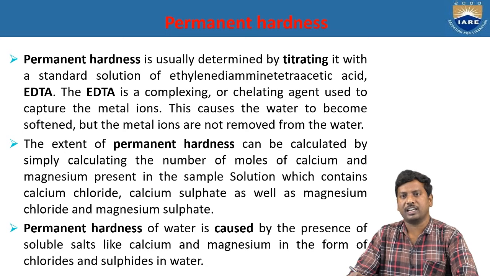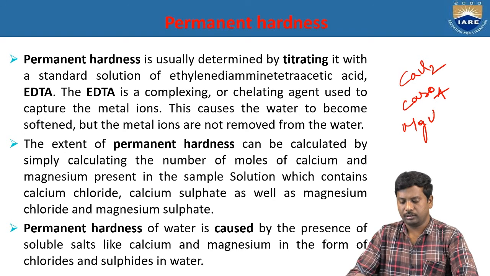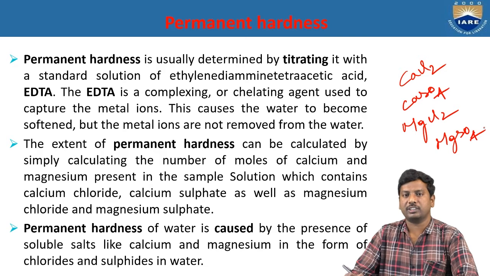That means the sample contains calcium chloride, calcium sulfate, magnesium chloride and magnesium sulfate. Calcium chloride is CaCl2, calcium sulfate is CaSO4, magnesium chloride is MgCl2 and magnesium sulfate is MgSO4. These are the salts that cause the hardness of water. Permanent hardness is caused by the presence of soluble salts of calcium and magnesium in the form of their chlorides and sulfates.